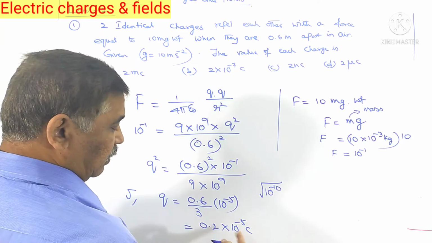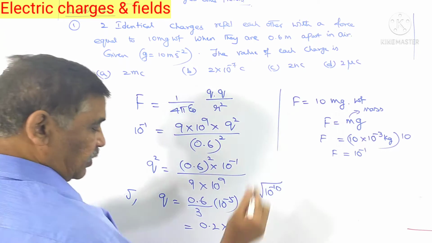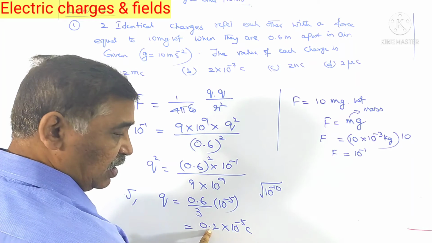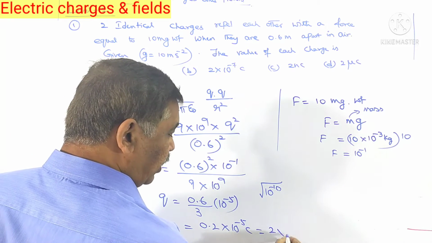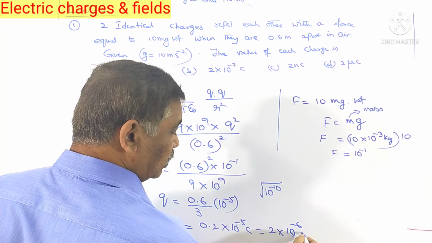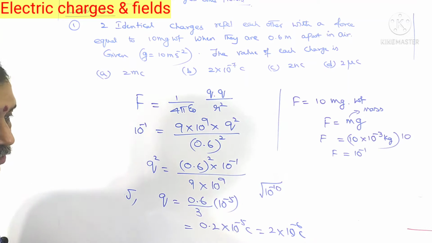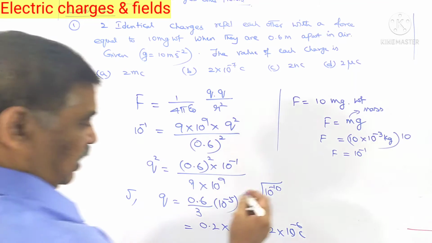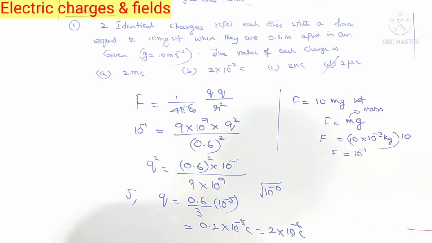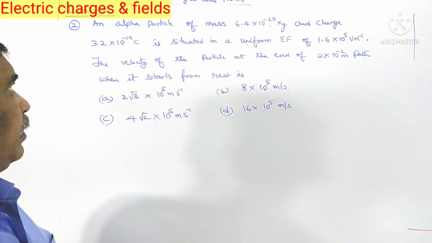If you observe the options, four options are given, so I shift the decimal: 2 into 10 power minus 6 Coulomb. 2 into 10 power minus 6 Coulomb is nothing but 2 micro Coulomb. That's all. So 2 micro Coulomb is the answer for this question. Come back to the next problem.